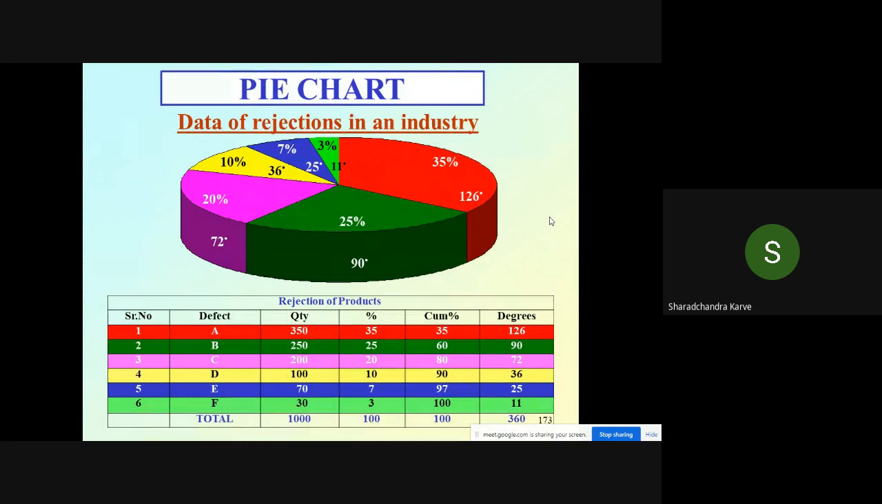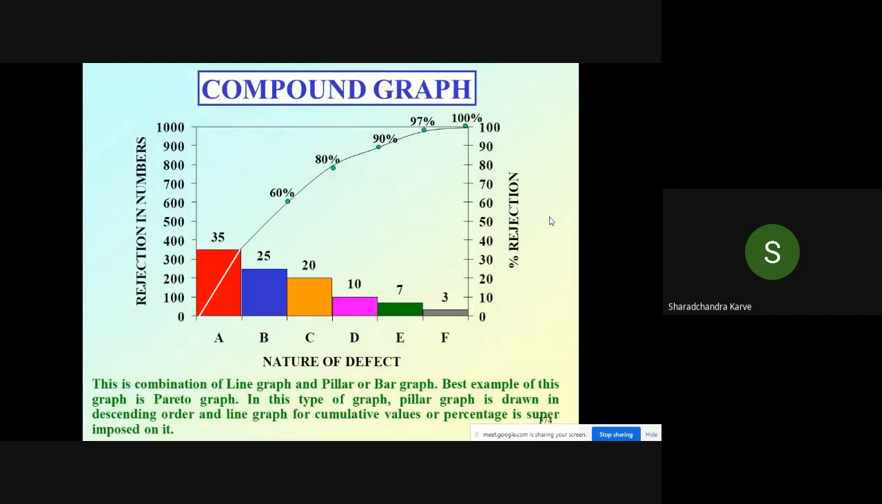So this is a pie chart. We all are conversant with this. Next. So this is a compound graph. What we looked at in Pareto was one type of compound graph. Next.